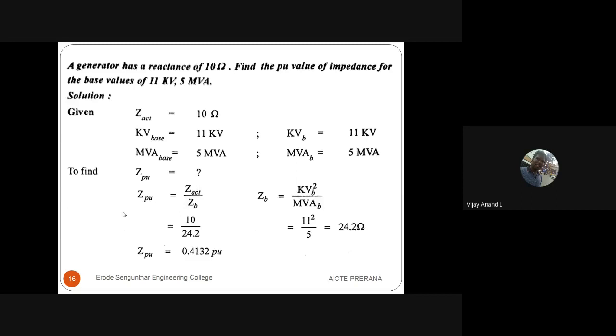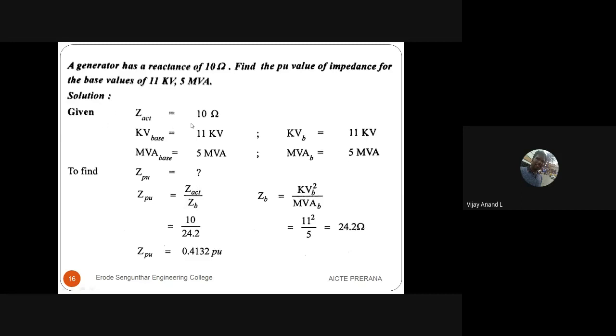Okay, let us see some of the problems. The first problem: a generator has a reactance of 10 ohm. Find the per unit value of impedance for the base value of 11 kilovolt and 5 MVA. So from this, we can say that Z actual value is given, base voltage is given, and base power is given. So we have to first write down the given data.